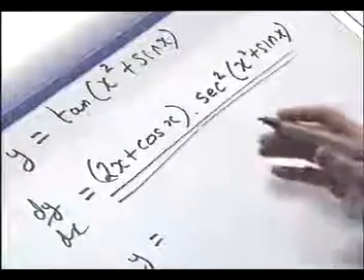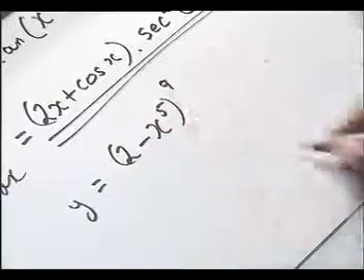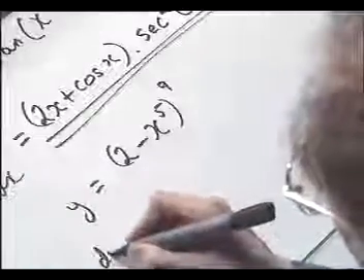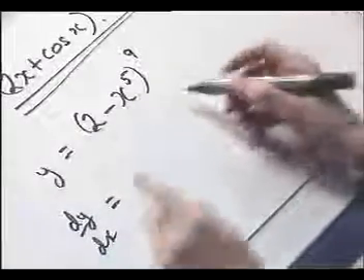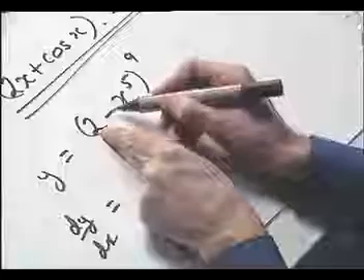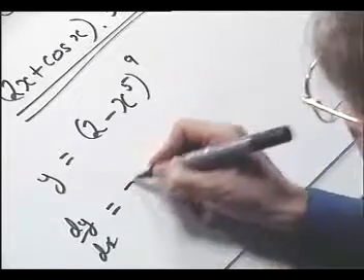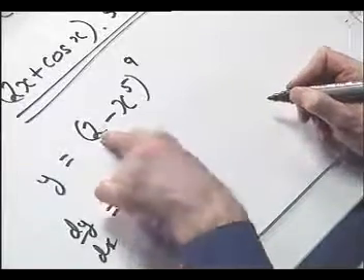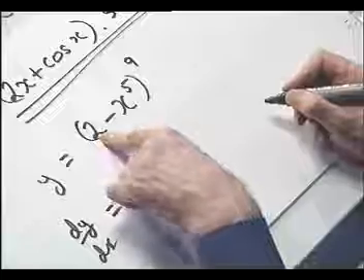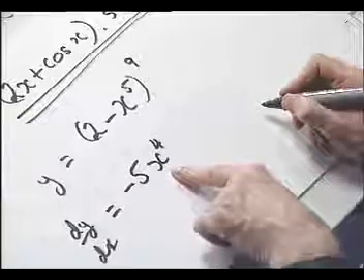y equals, this time we'll have a look at one that's got brackets and powers in it, 2 minus x to the 5th, all raised to the 9th power. dy by dx is, got to identify the g of x first, and the g of x is this bit inside the bracket, the 2 minus x to the power 5. So we need to differentiate that first, so that's going to be minus 5x to the power 4. Remember, the derivative of 2, which is a constant, is 0, and then multiply by the 5 and take 1 off the index. So minus 5x to the power 4.